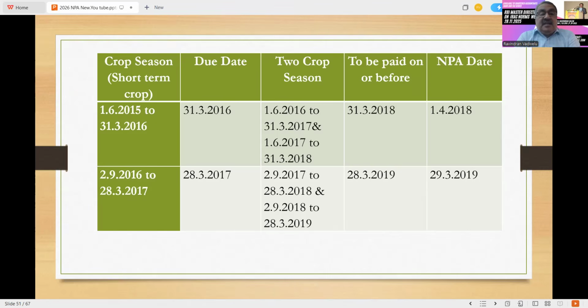So here, as per the sanction letter, the due date is 31/3/2016. From the due date, please concentrate, add two crop seasons which come after the due date. Here the due date is 31/3/16. Two crop seasons are 1/6/16 to 31/3/17, and 1/6/17 to 31/3/18. So the due date of the loan for this loan is 31/3/18. That is, a loan which is due on 31/3/16 has to be paid on or before 31/3/18. Otherwise, that account will become NPA on 1/4/2018. The rule is: from the due date, add two crop seasons which come after the due date.